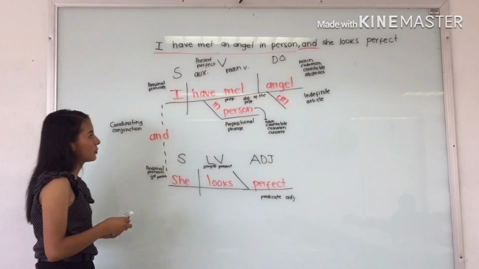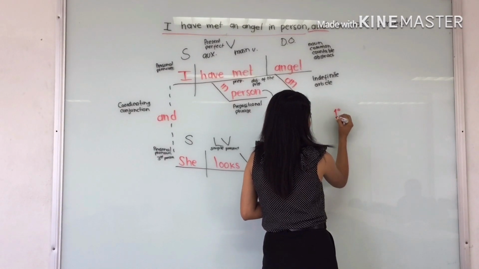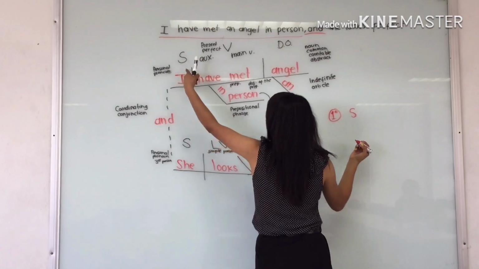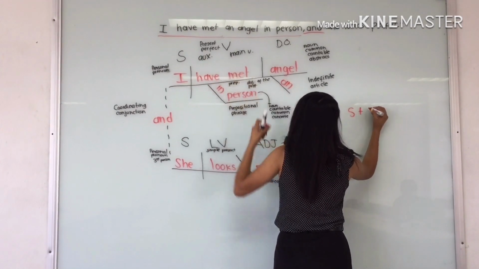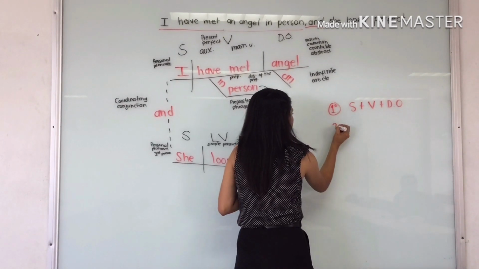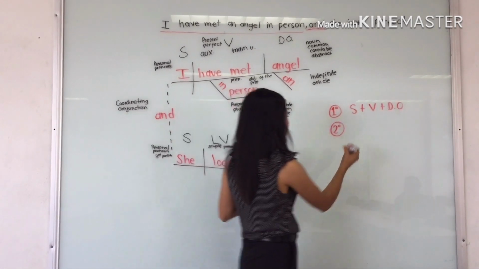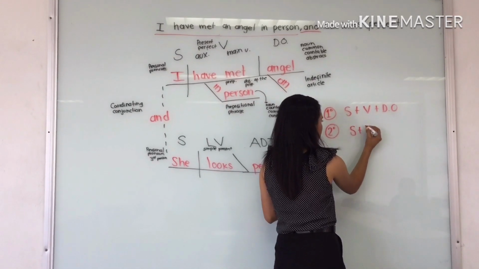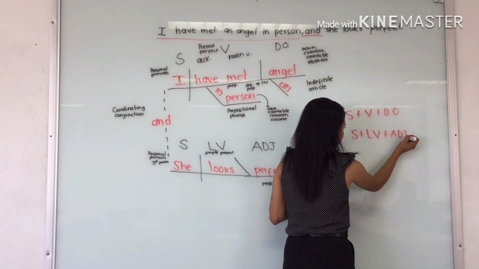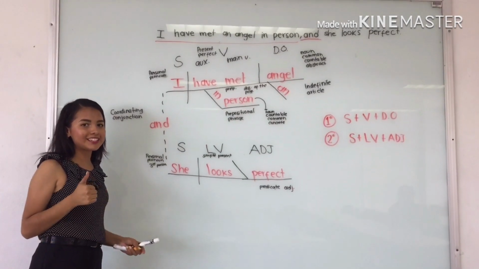The sentence pattern that we used in our first clause was subject, that is here, plus verb, plus direct object. Our second sentence pattern, that is this, we used subject plus linking verb plus adjective. And here's our diagram. Thanks for watching.